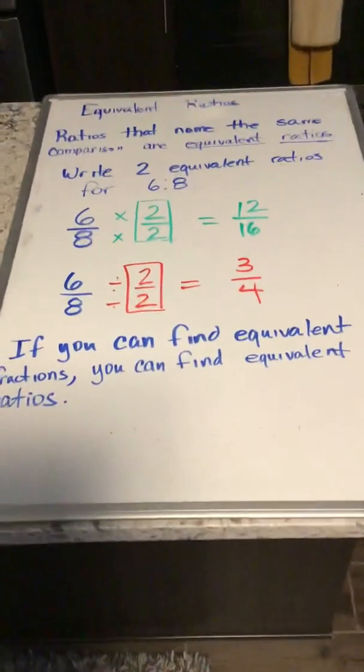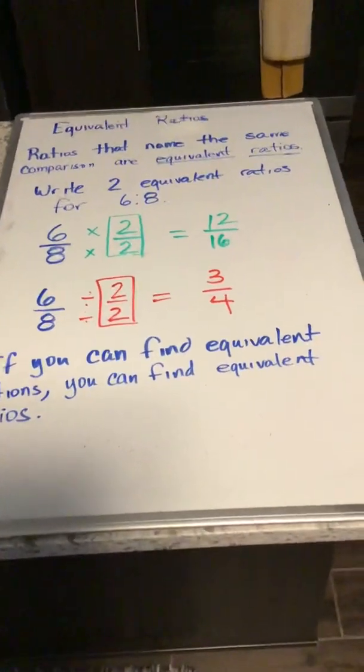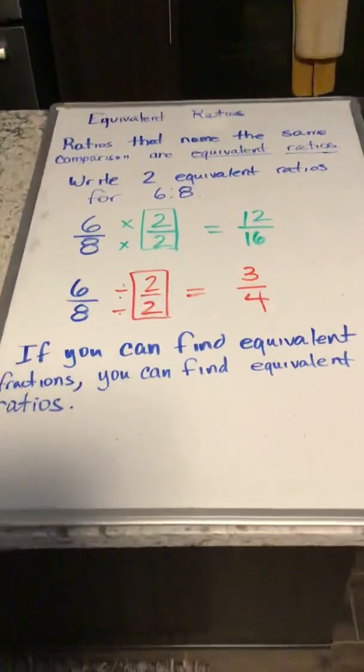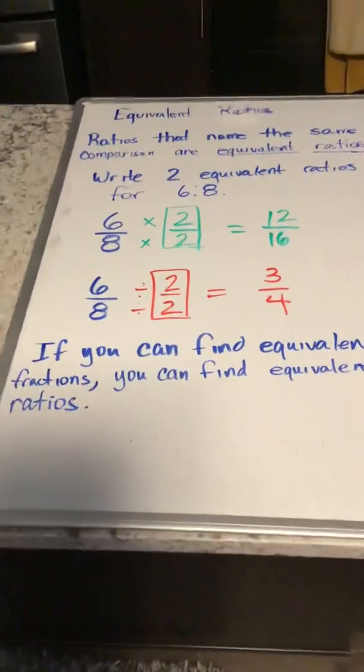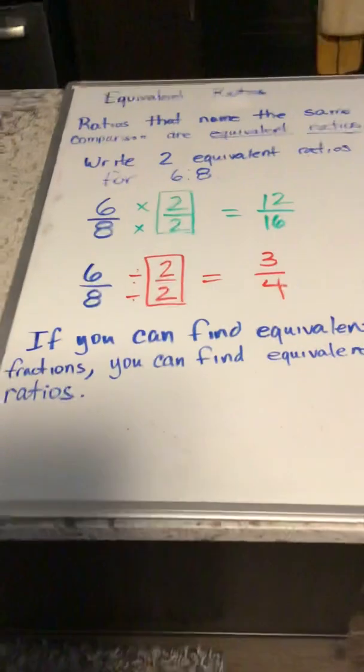6 times 2 equals 12. 8 times 2 equals 16. So as you can see, this should be something that should be very easy to you. So my first equivalent ratio is 12 to 16.